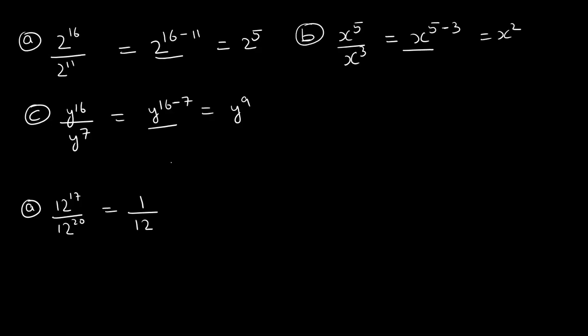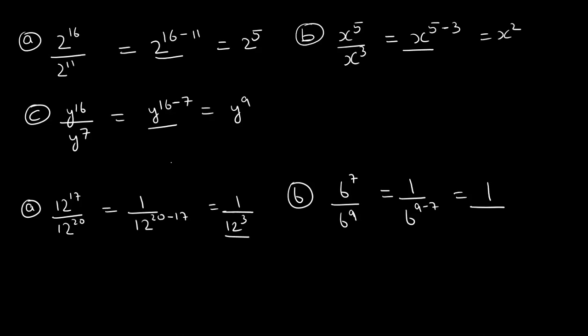We write 1 over 12 and then we do 20 minus 17. Because the power has to be subtracted, 20 minus 17, we get 1 over 12 to the power of 3, or 1 over 12 cube. Again, the base does not change, it remains the same. We will take another example. It will be b to the power of 7 over b to the power of 9. It's 9 right here, so 1 over b, 9 minus 7, is equal to 1 over b squared.